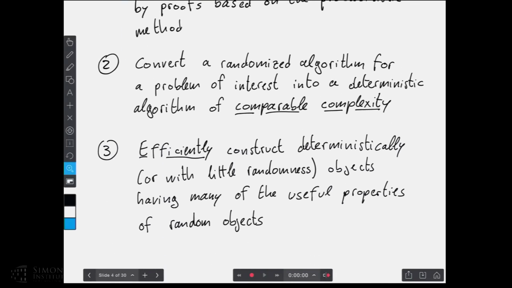And then one more related question will be to construct objects that are fixed, or maybe they are distributions but with very small entropy, which have many of the useful properties, where here useful will depend on the application, of truly random objects. So here again, efficient is an important part of the problem, but not even the only one, in the sense that it's not clear a priori that it is possible that there do exist deterministic or low entropy objects with many of the useful properties of completely random objects. And the fact that they do exist will be part of what makes our theory interesting.